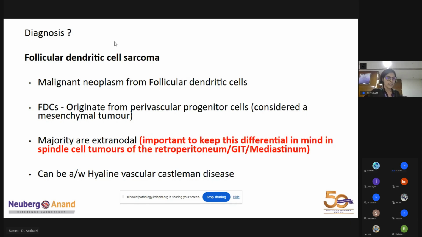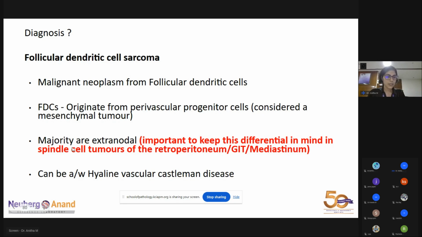They are rare. There are just a few take-home points that I would want everybody to remember. One interesting thing is that FDC sarcoma is characterized as a mesenchymal neoplasm under the hematolymphoid tumor chapter of the WHO, because it originates from perivascular progenitor cells and not from the lymphoid cells or the histiocytes. So it's actually a mesenchymal tumor.